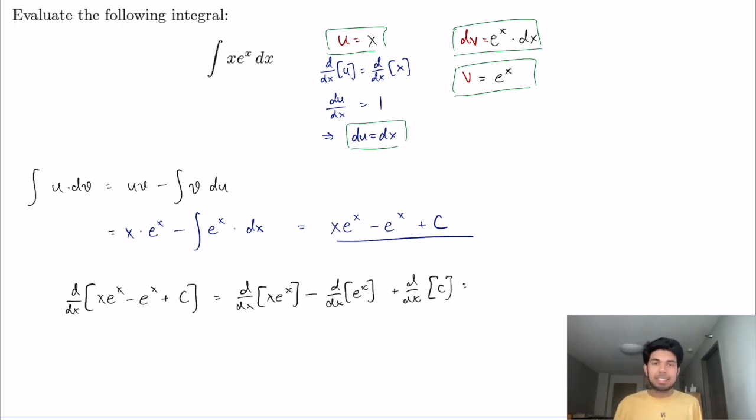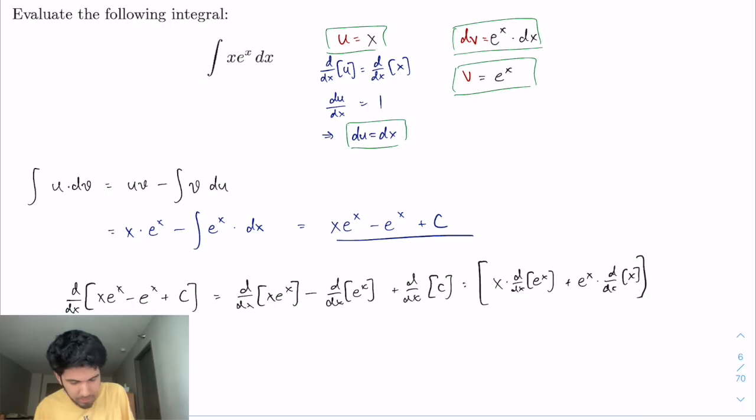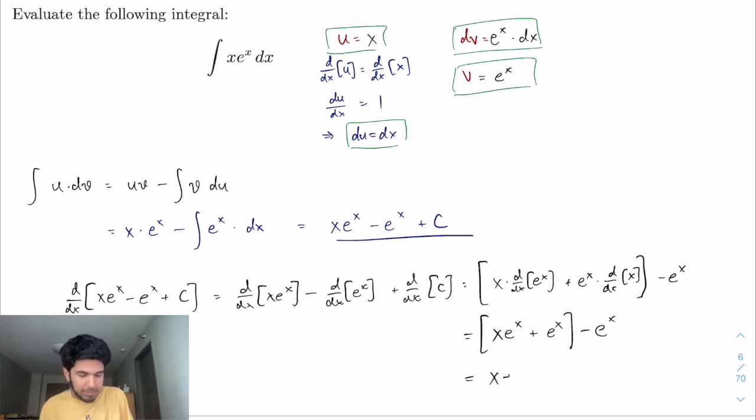For the derivative of x e to the x, we'll use the product rule. So that's going to equal x times the derivative of e to the x plus e to the x times the derivative of x. The derivative of e to the x is e to the x, and the derivative of c is just 0. So we can compute this further. Derivative of e to the x is e to the x, plus the derivative of x is just 1, and then we're subtracting an e to the x on the outside. That leaves us with x e to the x as desired. So we did get the correct answer, which is pretty cool.